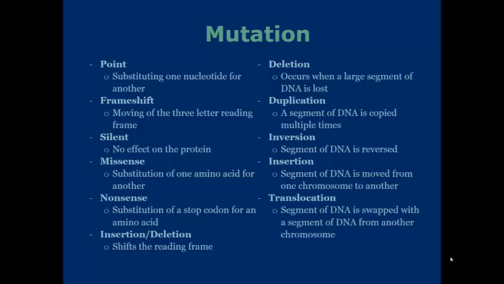A duplication is when a segment of DNA is copied multiple times by accident. An inversion is when this DNA segment is reversed. An insertion is when a segment of DNA is moved from one chromosome to another. And lastly, translocation is when a segment of DNA is swapped with a segment from another chromosome. Mutations will often lead to different types of expression patterns and phenotypes, leading to unique formations of organisms.